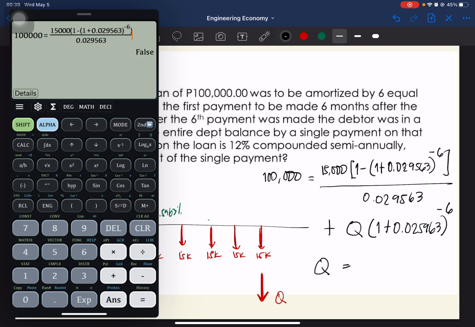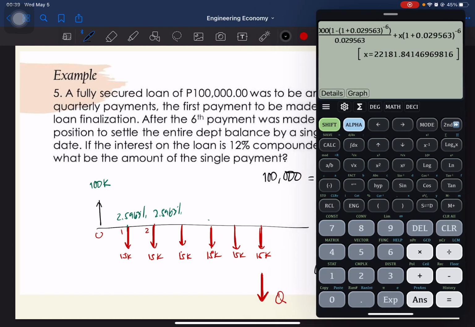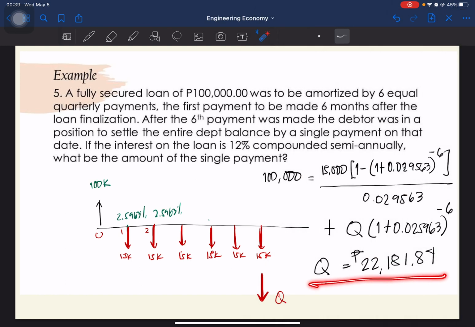0.029563. Plus, false daw kasi false nga naman. 1 plus 0.02529563 raised to negative 6. Okay, so shift solve. So, ito yung babayaran mo na cash. 22,000 181.84. So that value or that amount should clear all your debt. Okay? That is our final answer.